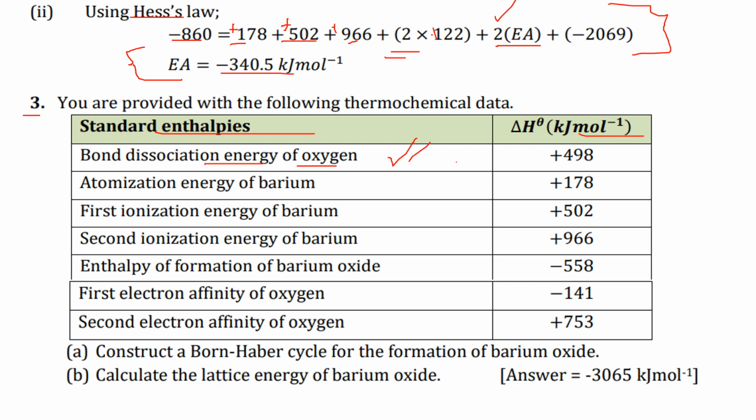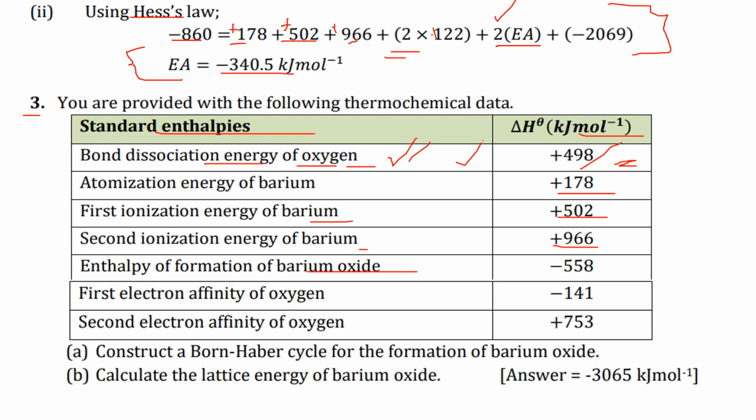Atomization energy is half the bond dissociation energy. So that means that if you want to get the atomization energy of oxygen, we simply have this value. So the bond dissociation energy of oxygen is going to be positive 498, and then the atomization energy of barium is going to be positive 178. The first ionization energy of barium was given as positive 502, and the second ionization energy of barium was given as positive 966.